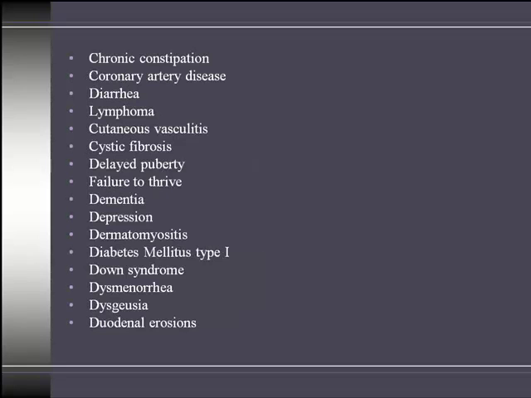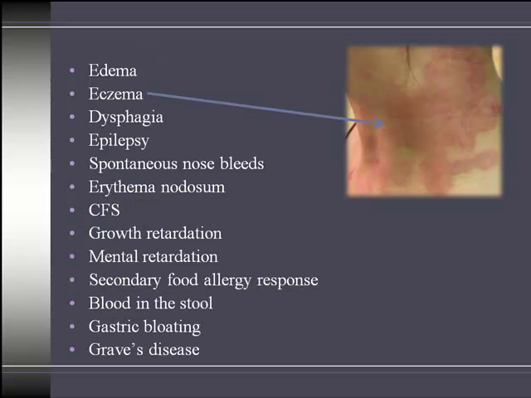And the list goes on. Here we go with more. You can see here some of the very, very common things that we see: constipation, diarrhea, lymphoma, different types of other conditions. You can see failure to thrive, depression, type 1 diabetes, dysmenorrhea, which is an absence of the menstrual cycle, dysgeusia, which is an absence of taste, and it can also create lesions in the duodenum. It can create edema, it can create eczema, as you see in this picture here.